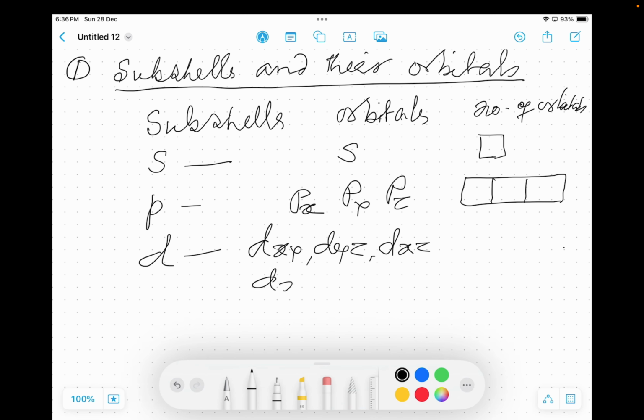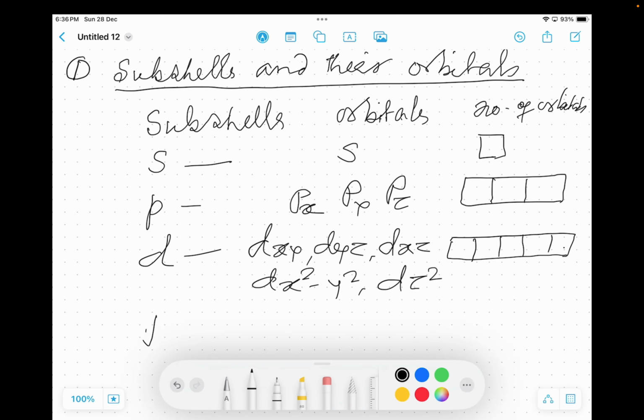dx square minus y square and dz square. That's why we should write 5 boxes for d orbital: 1, 2, 3, 4 and 5.